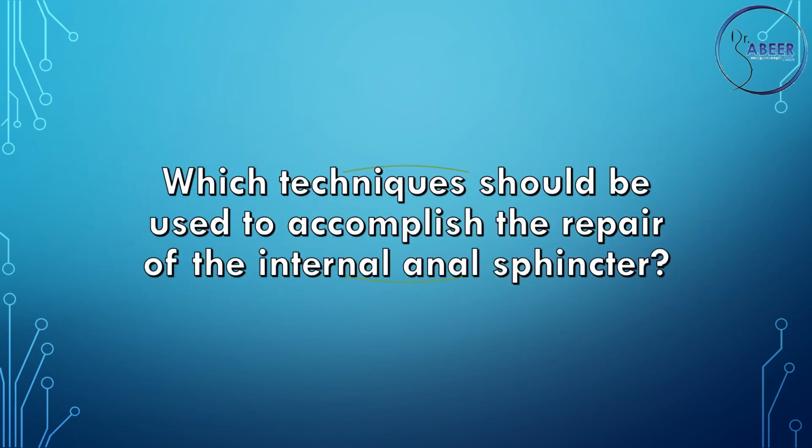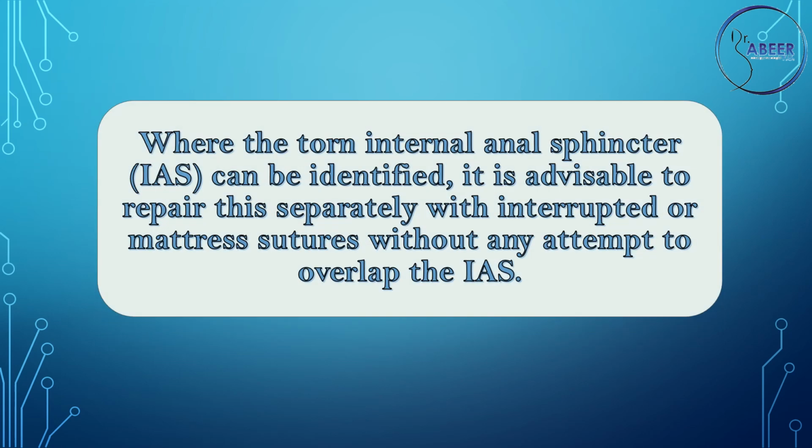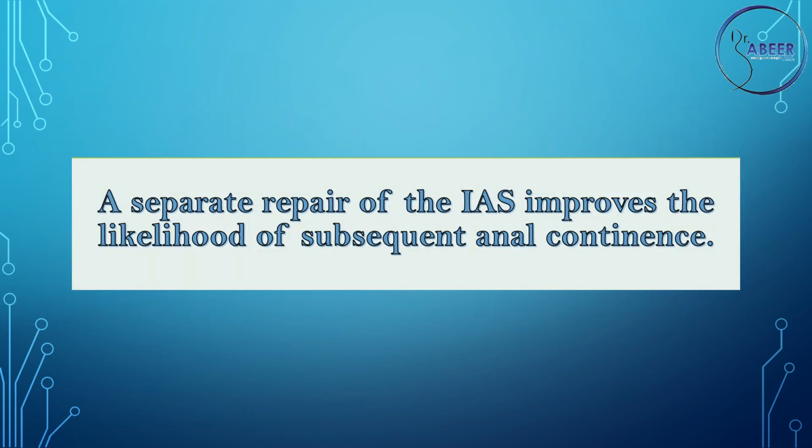Which techniques should be used to accomplish the repair of the internal anal sphincter? Where the torn internal anal sphincter can be identified, it is advisable to repair this separately with interrupted or mattress sutures without any attempt to overlap the internal anal sphincter. A separate repair of the internal anal sphincter improves the likelihood of subsequent anal continence.